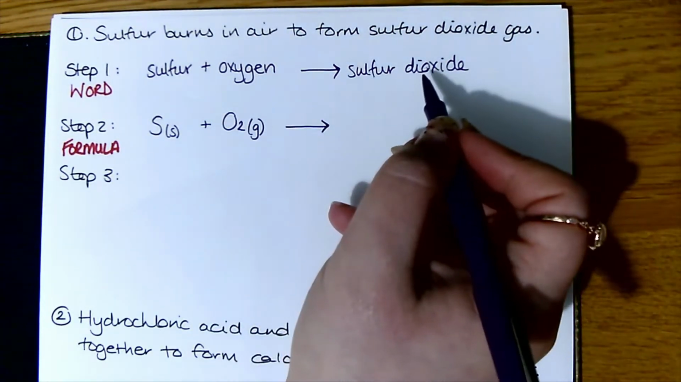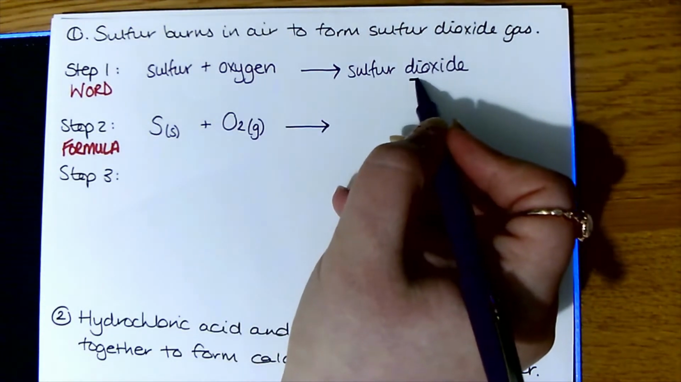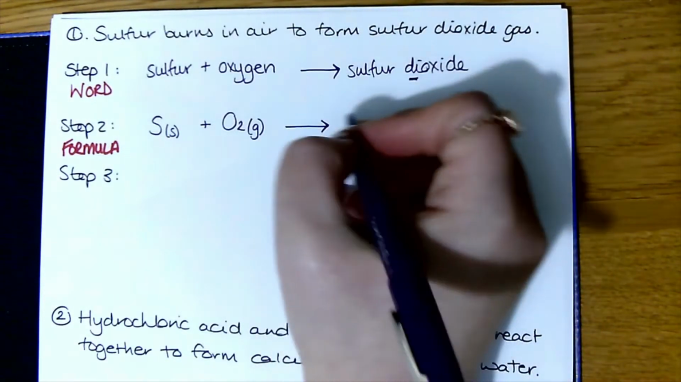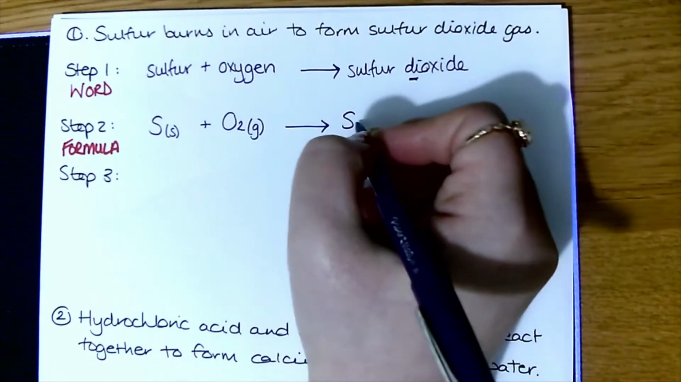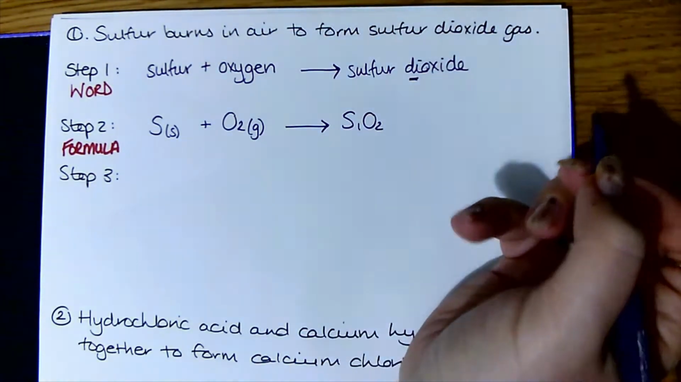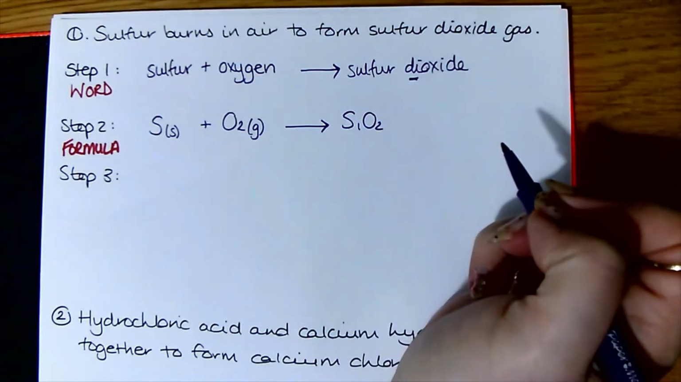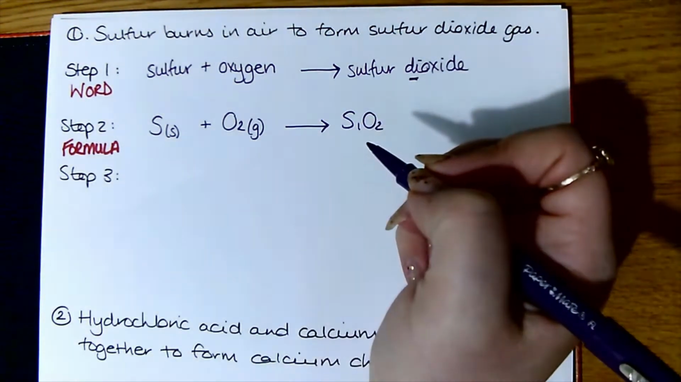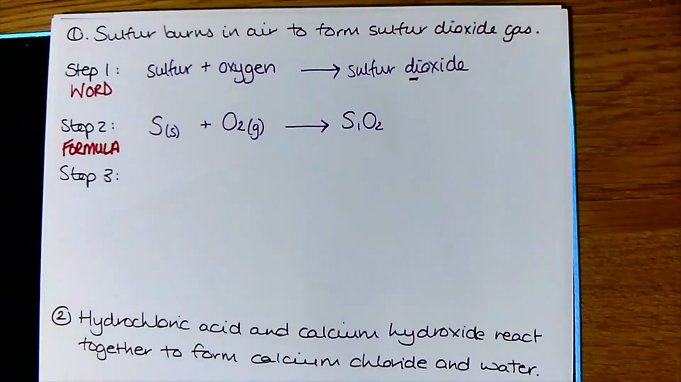And here we have sulfur dioxide. We've got our prefix in there. So we know we've got 2. So S1, O2, which we can of course just write as SO2. And now we want to check it and we want to start to balance it. That's step 3.